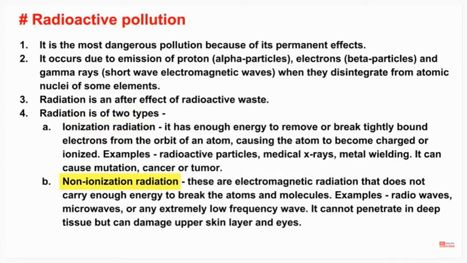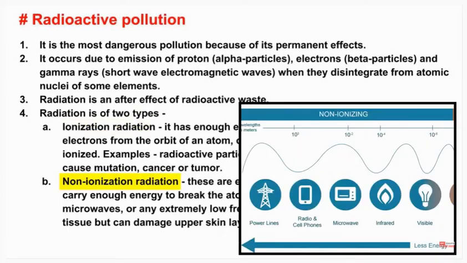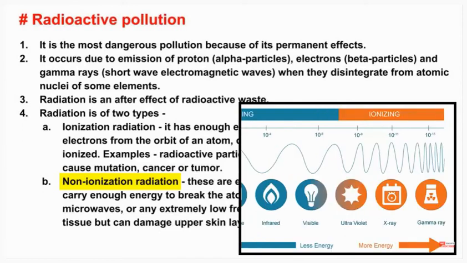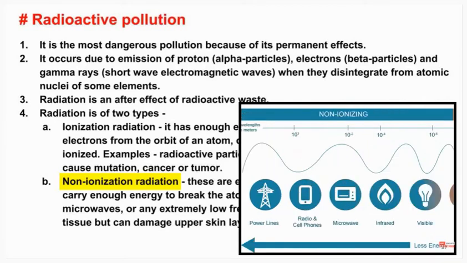Now, non-ionizing radiation refers to any type of electromagnetic radiation that does not carry enough energy to break the atoms and molecules. Some examples of non-ionizing radiation are radio waves, microwaves, or any extremely low frequency wave. Non-ionizing radiation does not penetrate deep into the tissues, but it can damage the upper skin layer and eyes. So the point is, ionizing radiation has a lot of energy to penetrate and break bonds. On the other hand, non-ionizing radiation does not have enough energy to penetrate and break bonds.